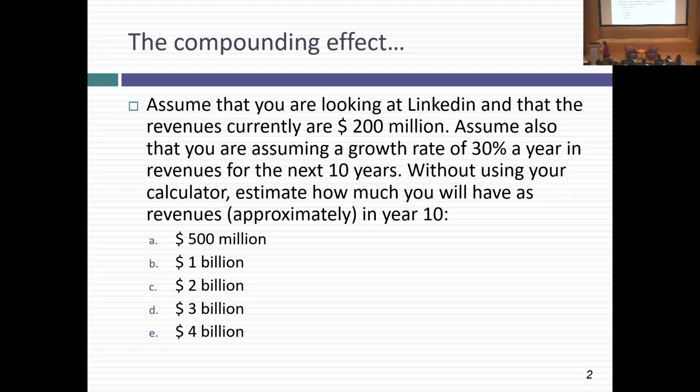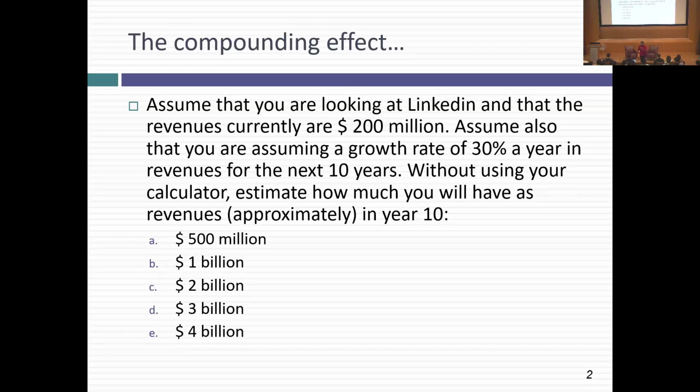How much do you think 200 million will become if you put in 30% growth every year? What do you think? 2 billion? Anybody would think 500 million? No? Anybody think 4 billion? Okay, if you have a calculator, you have a computer open, can you take 200 million and compound it at 30% for 10 years and tell me what you come up with? Just think, how much did you come up with? 2.6 to 2.7 billion, right?